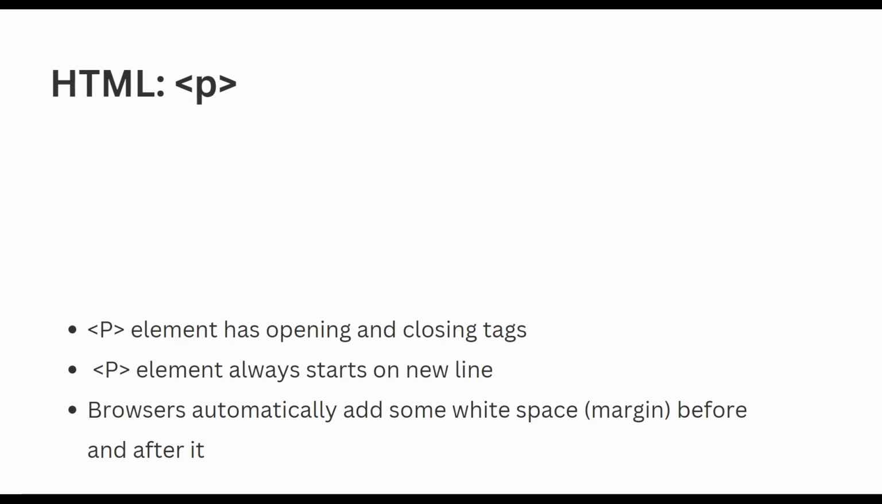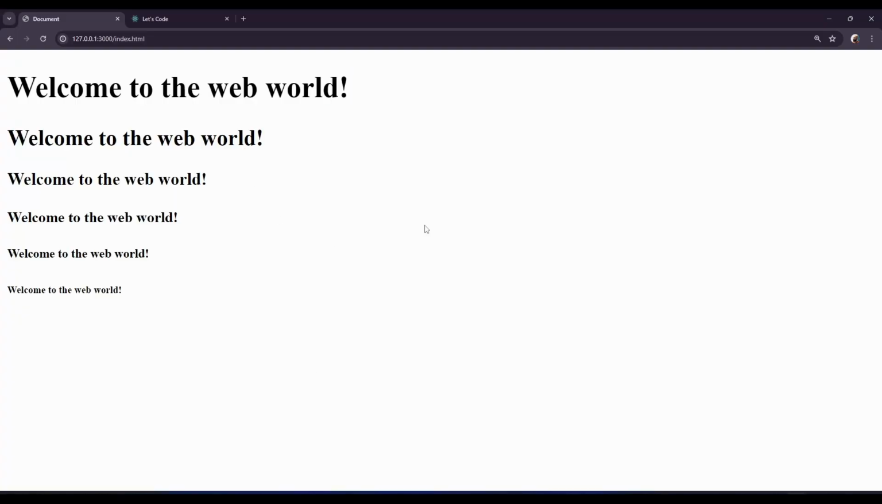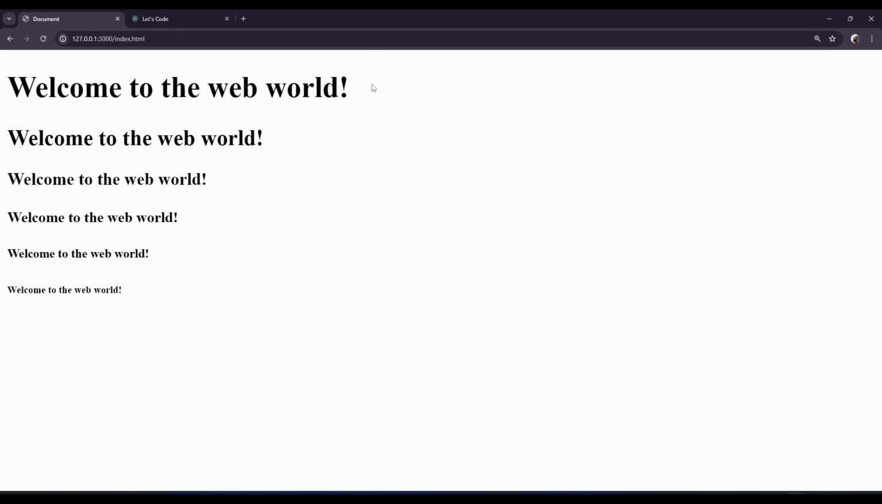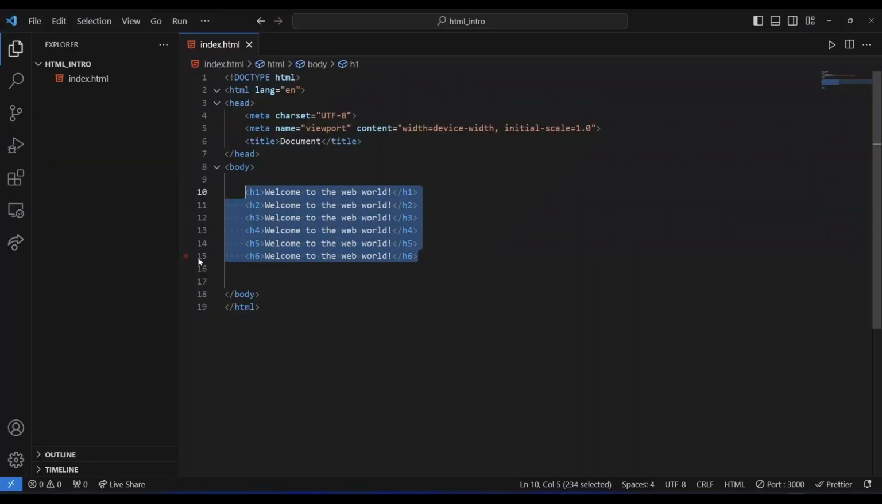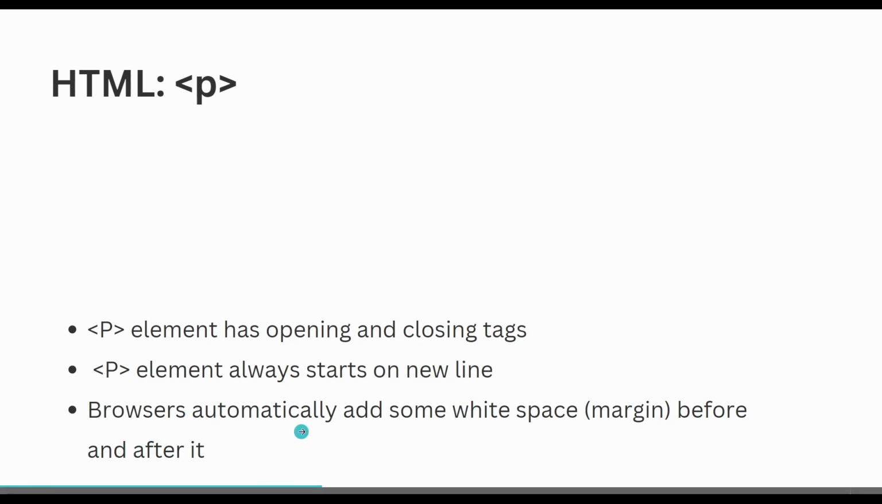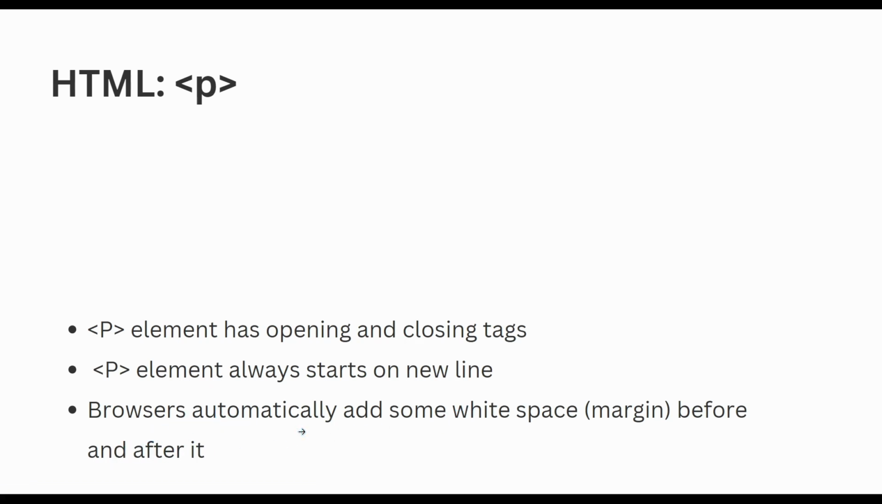As you notice here with the headings, when we wrote headings, each one of them, there is a space left for this guy to be here. But it didn't go next to heading 1 because always the headings start from a new line. The same story goes with paragraph. It's always a start on a new line. The browser automatically adds some white space or margin before and after the paragraph.